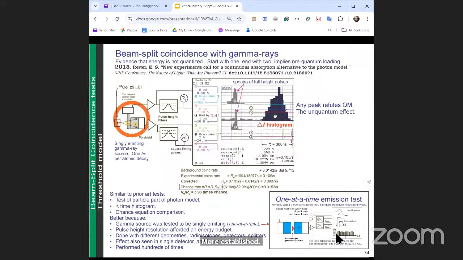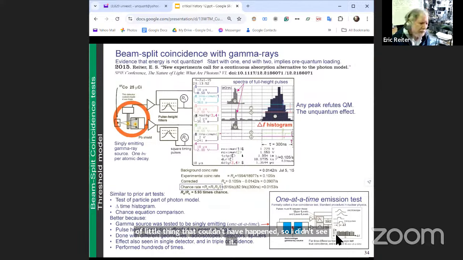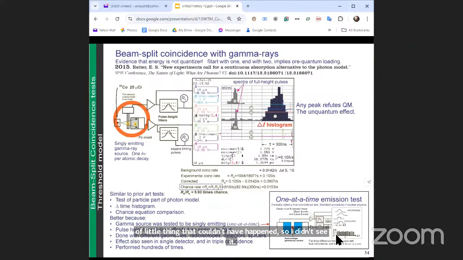So to use formal terminology, you're saying reality seems to be a little more blurpy than it should be. It's coming out with hits that are not predictable. If somebody saw that, they would say, well, that's just a data error. That's a blurb. It's a blip. That couldn't have happened, so I didn't see it. No, it's not like that. When you get the 2 for 1. 2 for 1, right.